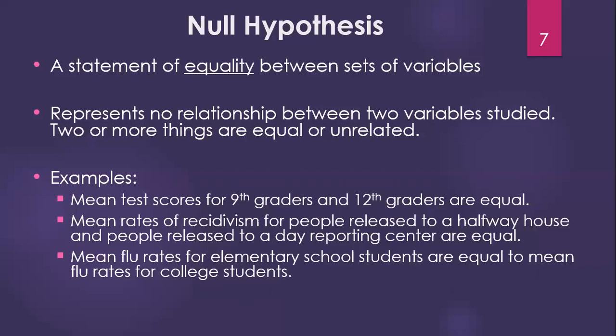So if we wanted to practice, for example, also our independent and dependent variables here, in this first example, we would say that the grade level is the independent variable, test scores are the dependent variable. Is there a difference? Does grade level influence test scores? For the second one, place of release, halfway house versus day reporting center, would be our independent variable, and recidivism would be our dependent variable. Does type of center influence recidivism rates? Then for this third example, we would say school level, elementary or college, right, is our independent variable, and flu rates are our dependent variable. Does school level influence flu rates?